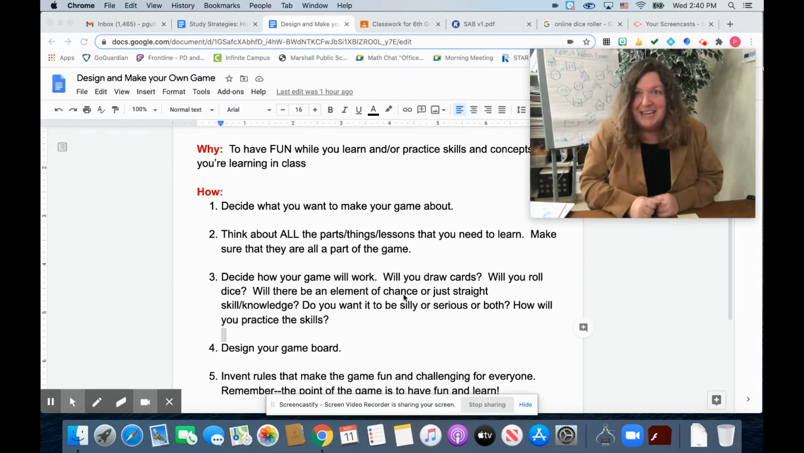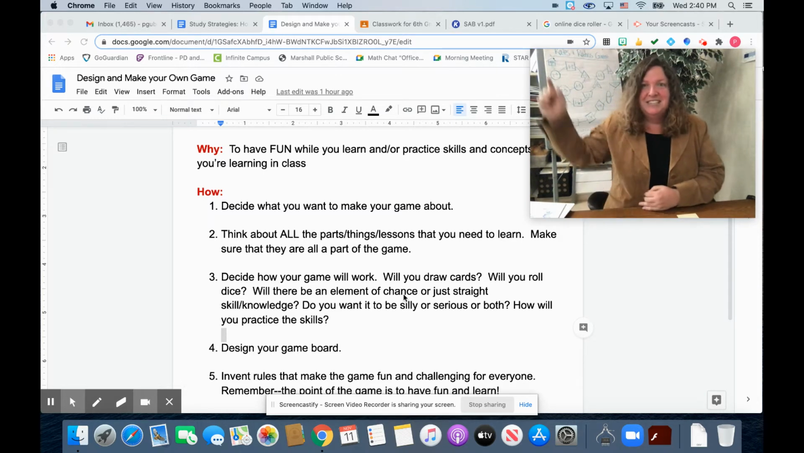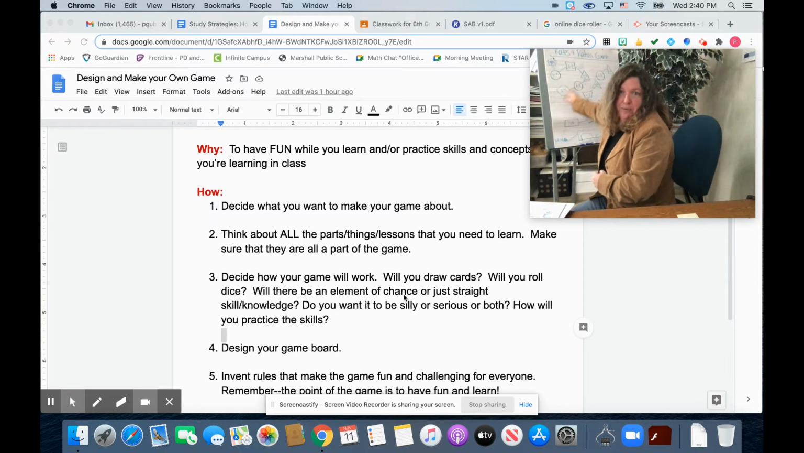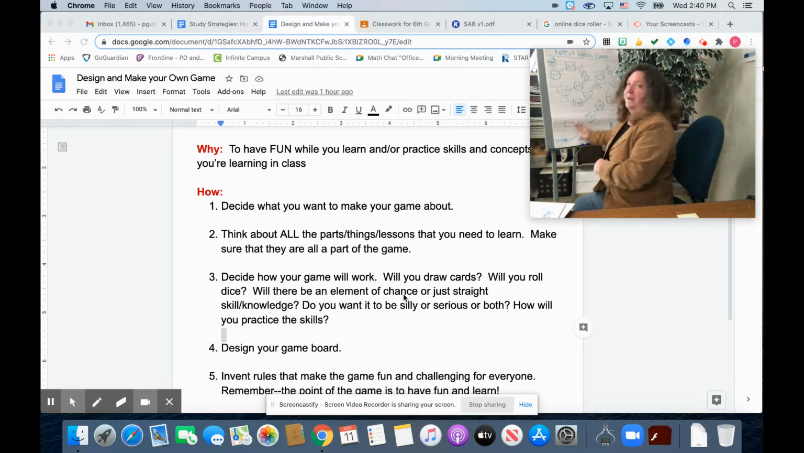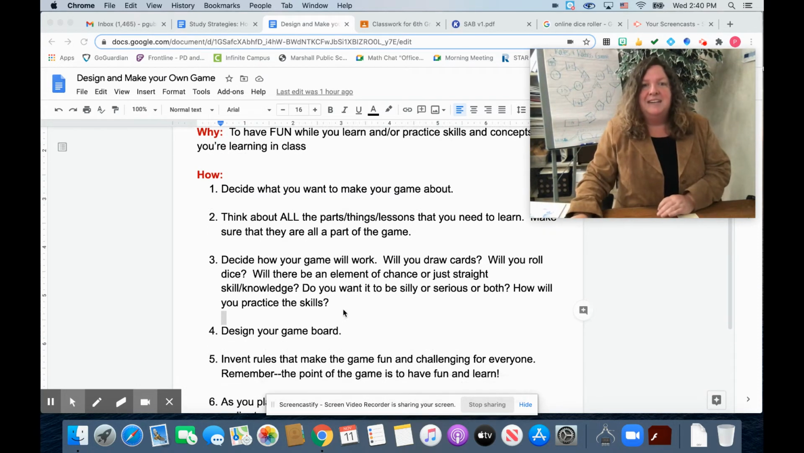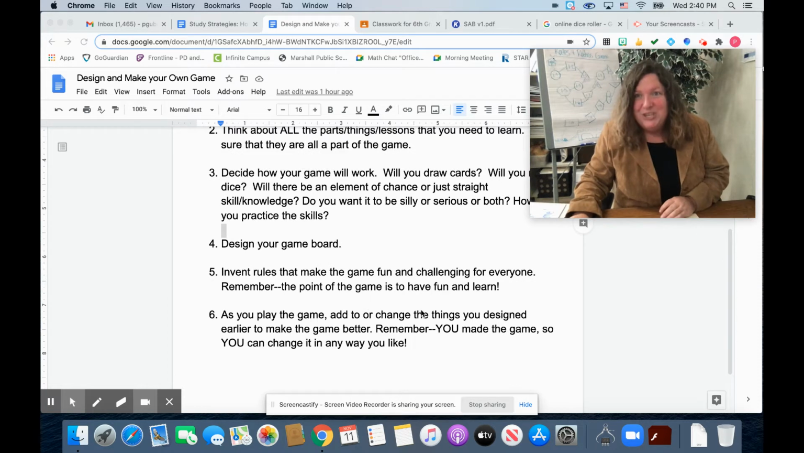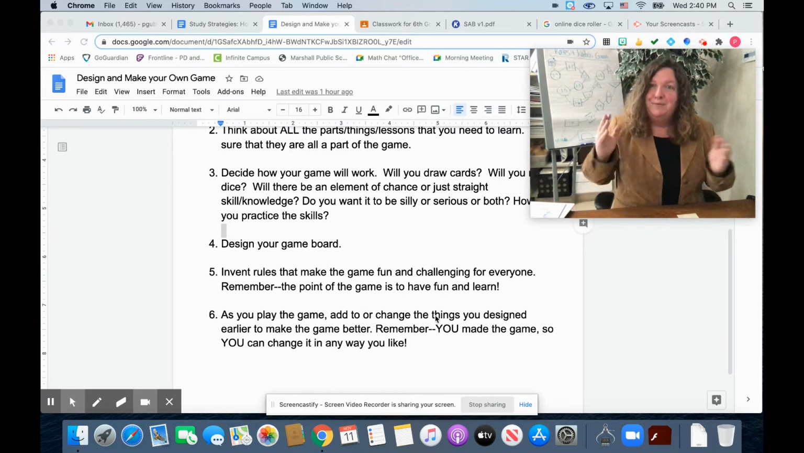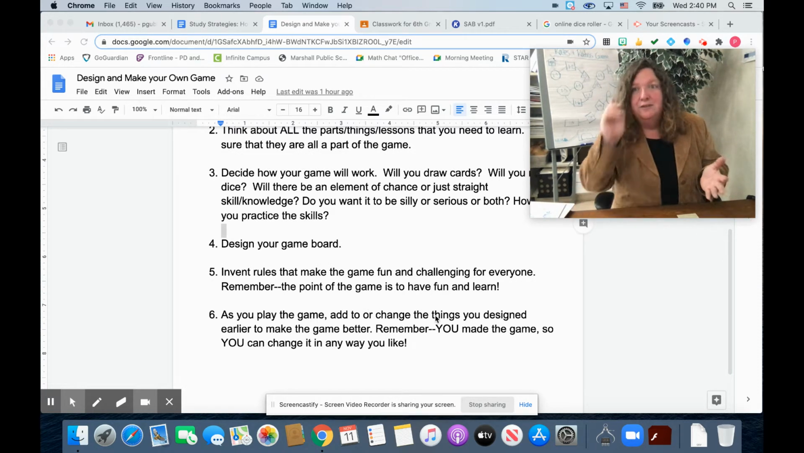Now, I invented this game, so I got to make those decisions. Design your game board. There's my game board. But remember, I told you your game board could look a little different, but it has to have the same elements. It has to have a space for each of our lessons. Then, invent the rules. You get to invent the rules. You want to make the game fun and challenging for everyone.